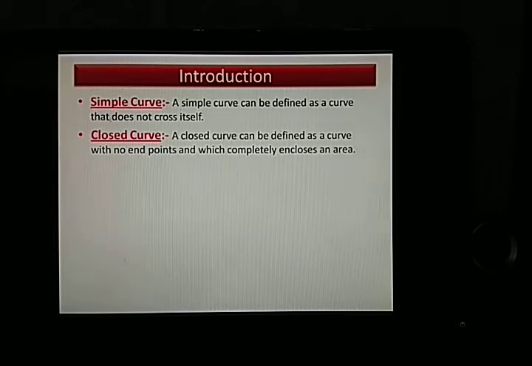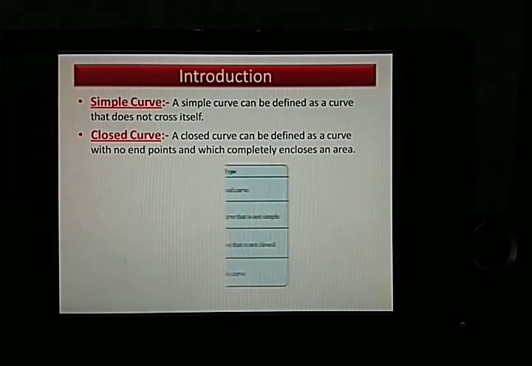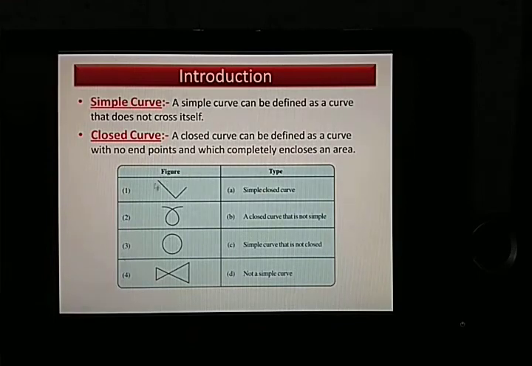But before that, let us again see what is a closed curve. A closed curve can be defined as a curve with no endpoints and which completely encloses an area. It is such type of a curve which is totally closed. It has no endpoints, or you cannot say it is open. It is totally closed. So we'll see one here. There is a table which is given in your textbook. Now you can see here there are some figures, and which will match with which.